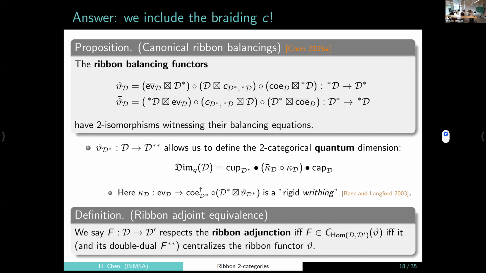So you can imagine, maybe I can draw a picture. The writhing is essentially, so this is, let's say, the evaluation, and then this is the braiding, D star or something like that, or the co-evaluation.